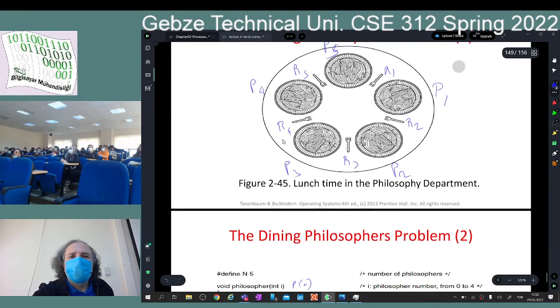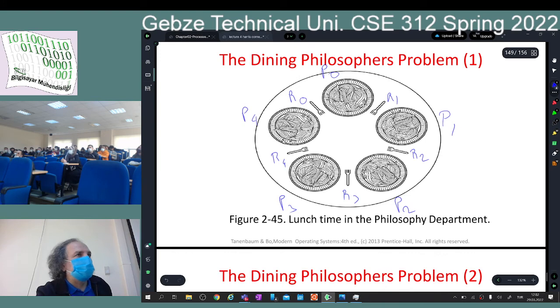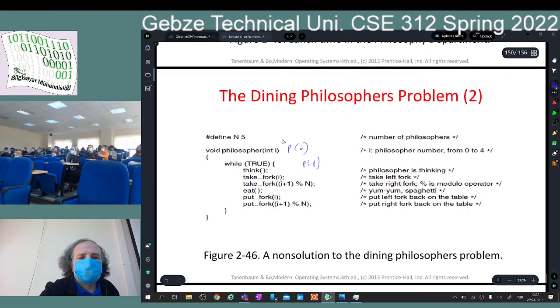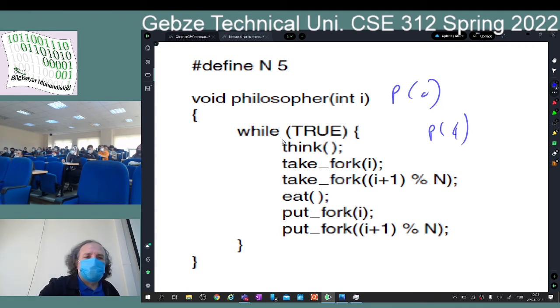Well, I think I made a mistake. Maybe I shouldn't have done it. Let's get rid of this 5 and 5. This should be P0 and R0. Now it is okay, right? So this P4 needs R4 and R0. P0 needs R0 and R1. So, resources. It needs to take two forks, and it eats, puts the forks down, and then thinks again.